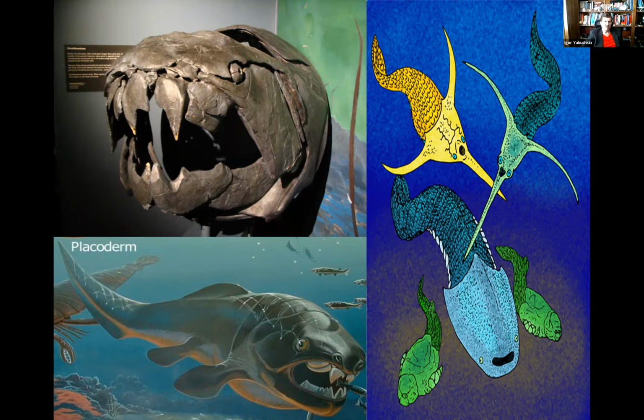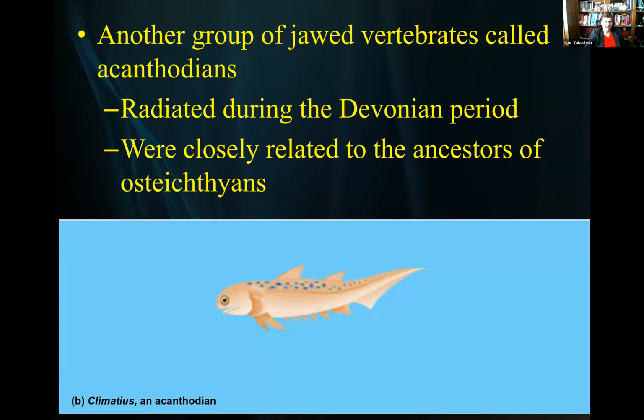And then there was another really interesting group known as the osteichthyans. Osteo means, you probably heard about osteoporosis, loss of bone density. Osteos means bone. Ichthyos means fish, bony fish.